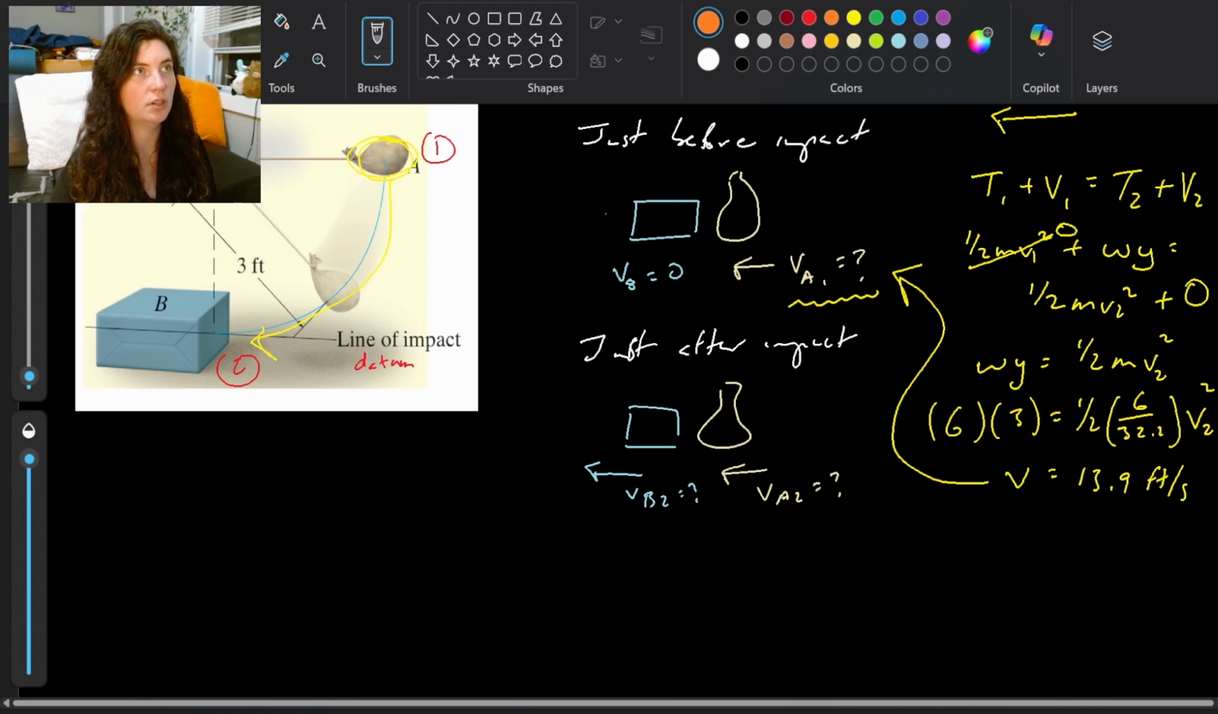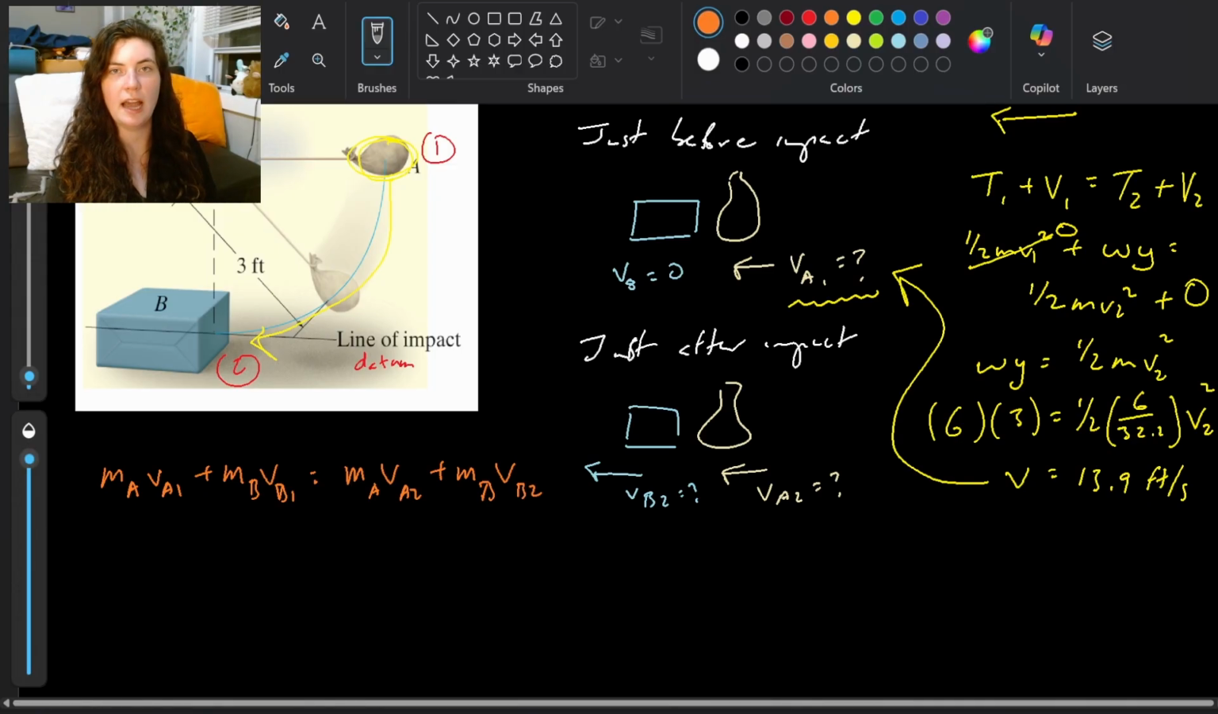So let's do orange, I guess. Conservation of momentum: mA vA1 plus mB vB1 equals mA vA2 plus mB vB2. Just those initial momenta equal the final momenta for those two. Again, they're colliding. We're going to assume they're not sticking together. It's not a sticky bag, it looks like a sand bag, so we're going to assume they're not sticking together at the end.